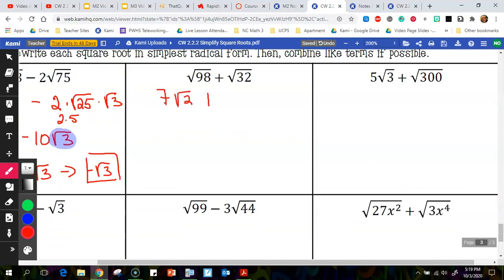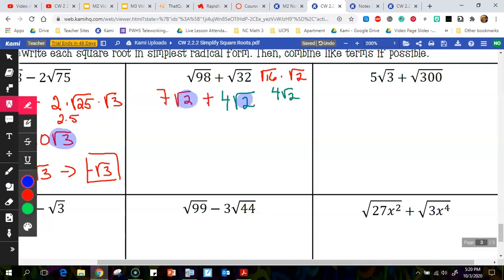7 root 2 plus root 32. Let's simplify this one up here so we can write it down. 32 is the square root of 16 times the square root of 2, because 16 times 2 is 32. So that's going to be 4 root 2. So the square root of 32 is 4 root 2. Well, I have like terms again because they both have that root 2, so I can add the 7 and the 4 together.